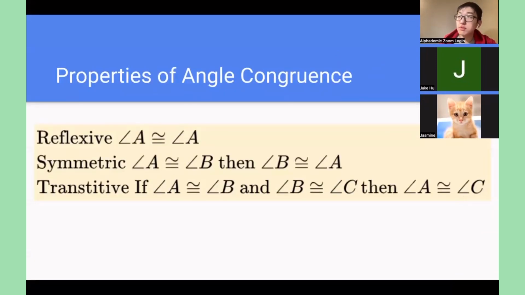All right, so first up, we have some properties of angle congruence, which just means angle equality. First up, we have reflexive: angle A is congruent to angle A. The symmetric property says that if angle A is congruent to angle B, then angle B is congruent to angle A. And lastly, we have the transitive property, which states if angle A is congruent to angle B and angle B is congruent to angle C, then angle A is congruent to angle C.